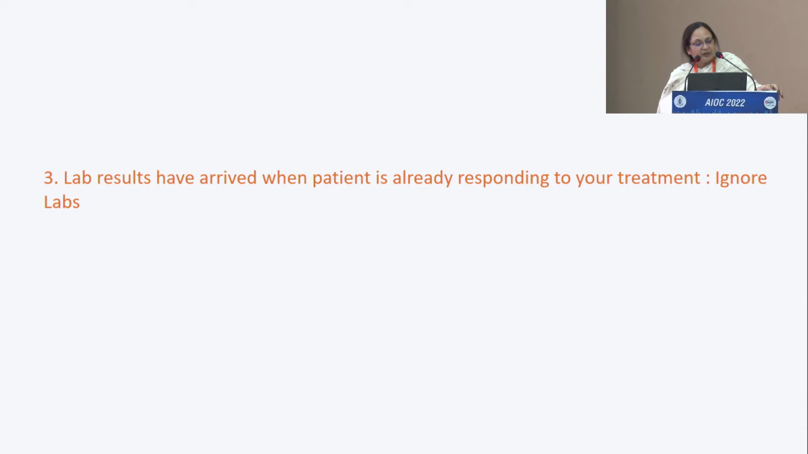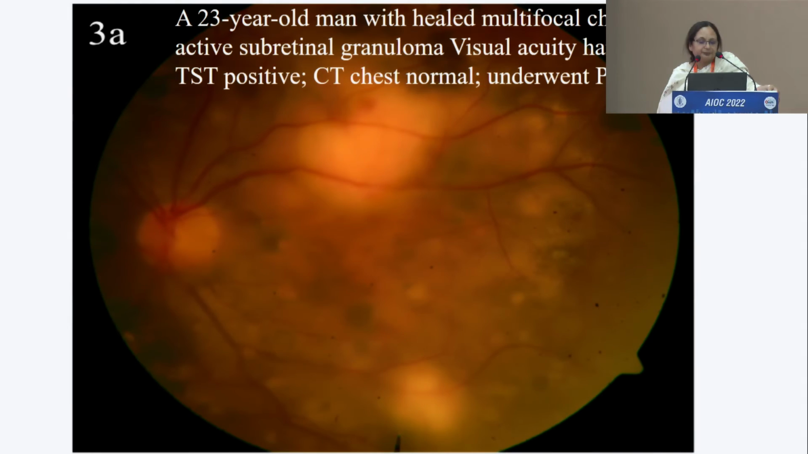The third scenario was lab results have arrived when the patient is already responding to whatever treatment you started. Many times in uveitis, some of the labs take about 2 to 3 weeks to respond, and by that time, either you would have given some empirical therapy or the disease would be showing its course. So if it is responding to whatever you did in the beginning before the lab results came, and the lab results indicate something different, don't change.